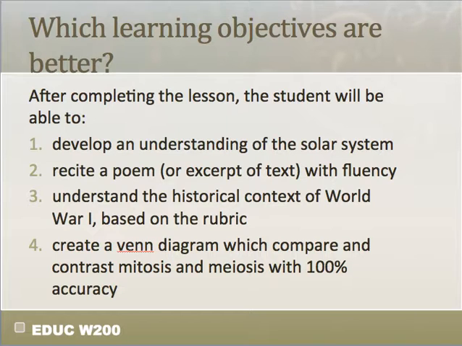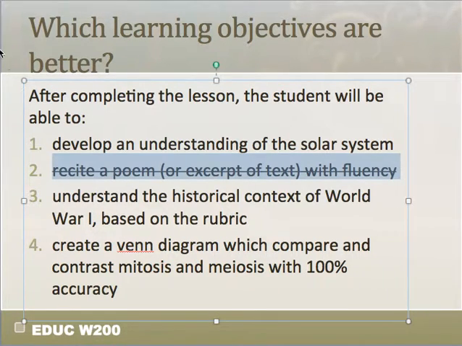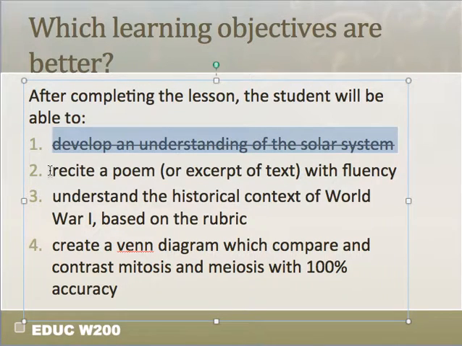Okay, so which learning objectives do you think might be better? And let's just say that all of them begin with this: After completing the lesson, the students will be able to develop an understanding of the solar system. So develop, that's not a bad word, but an understanding, that's difficult to measure. So this probably isn't a fantastic learning objective. So let's actually go here and cross that out.